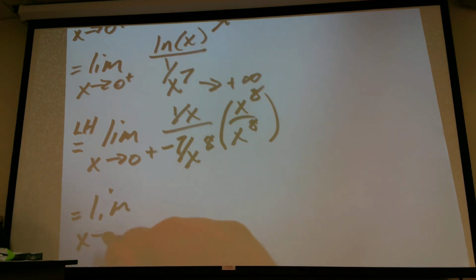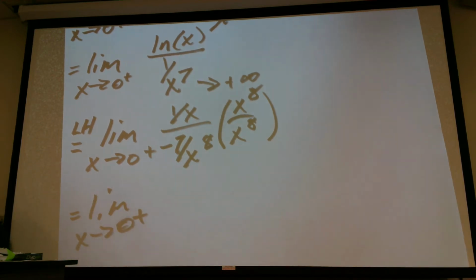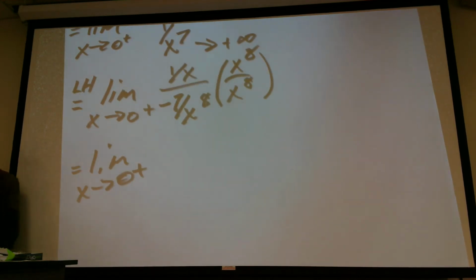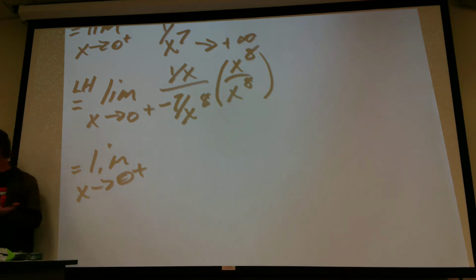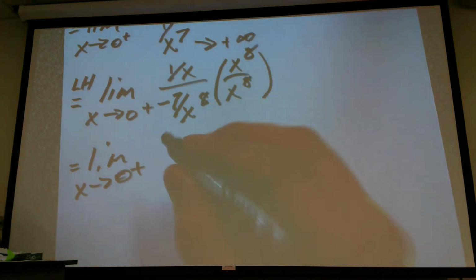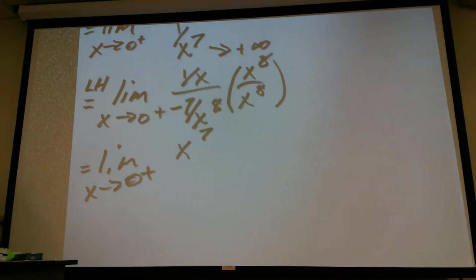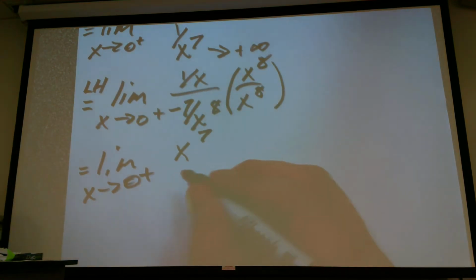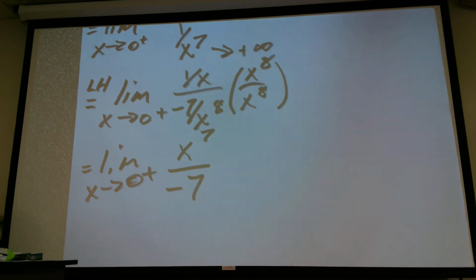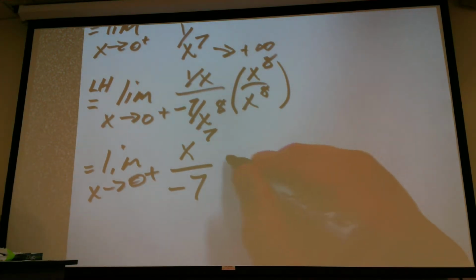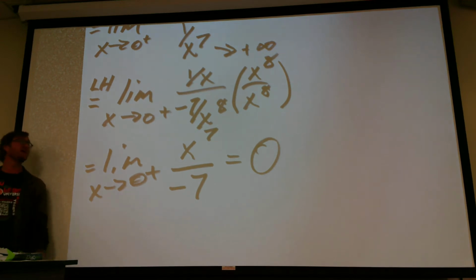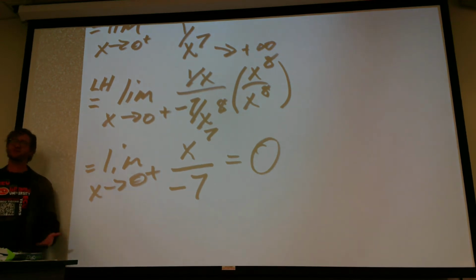as x tends towards 0 from the right. Now x to the 8th divided by x. Okay, so x to the 8th over x is just x to the 7th. And x to the 8th divided by x to the 8th is going to cancel each other out, and so we're just divided by negative 7. And at this point you say, hey, that's going to 0. Okay, it's 0 divided by negative 7, so it is just 0.